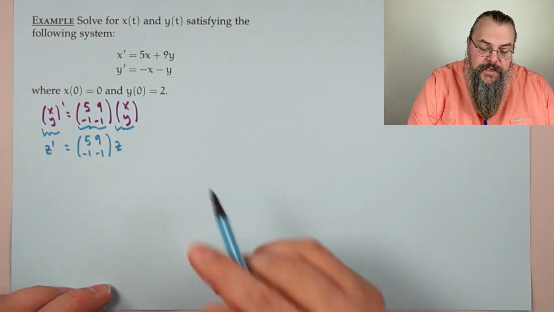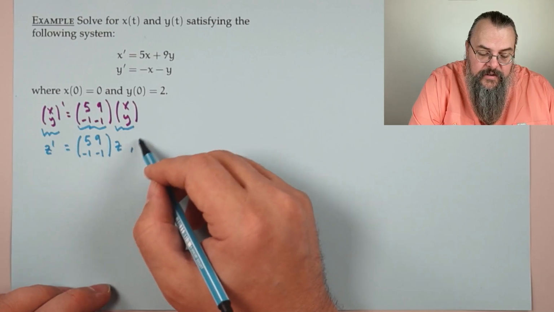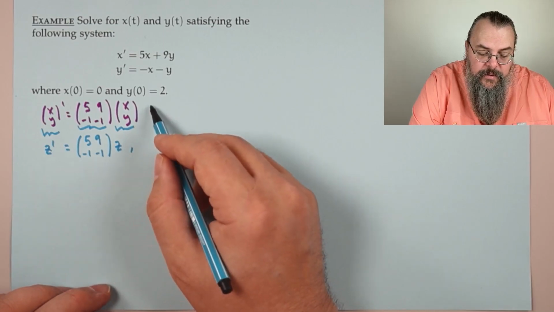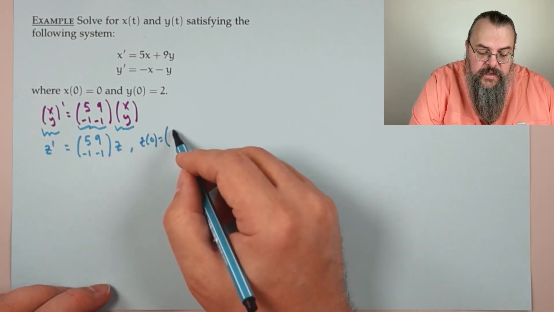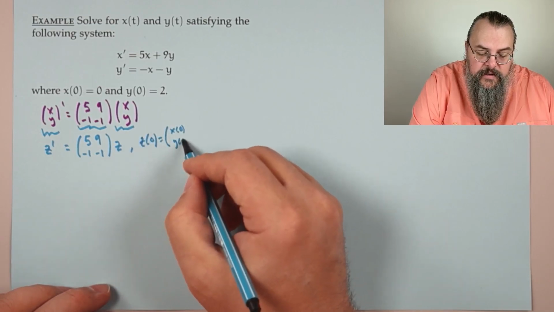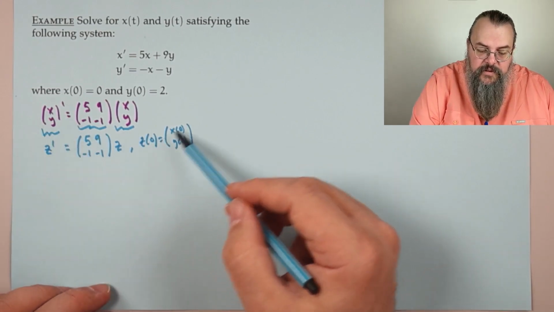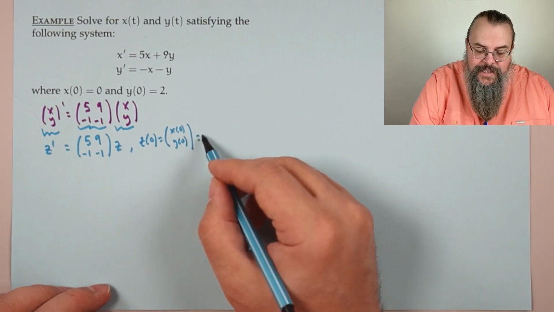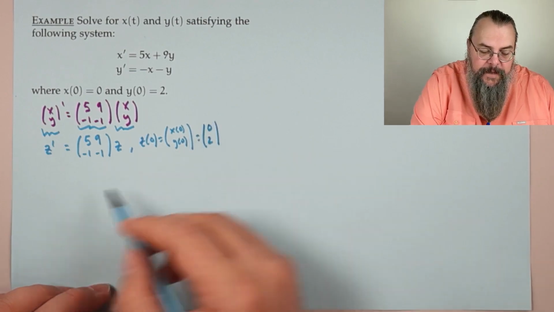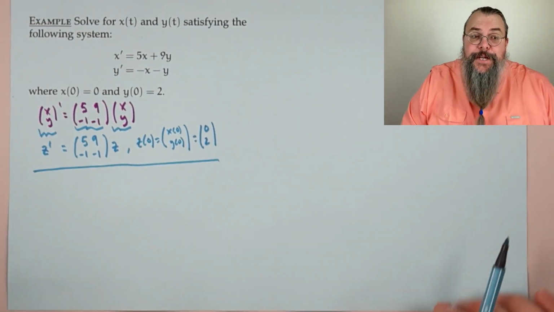Oh, by the way, our initial conditions here, we should point out, is that what happens? Well, z of 0, that's really x0, y0, because z is xy. So if we plug in 0, that's x with 0 plugged in, y with 0 plugged in, and that's equal to 0, 2. Okay. All right, we're ready to begin.